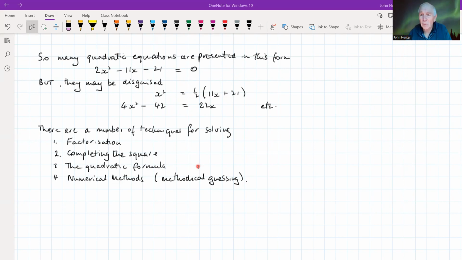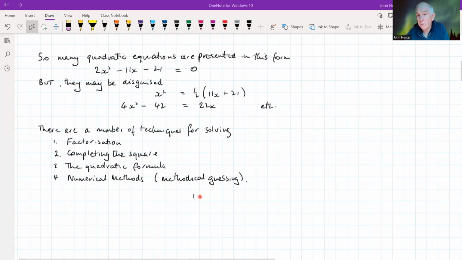So why do we bother with anything else? Well, I would say that it's less preferable to the ones above. We'll say a bit more later, but the quadratic formula is more or less the same thing as completing the square. We would tend to use factorization if we can factorize it with whole numbers. If not, we may well be completing the square. Also, numerical methods, as I've just said, is a methodical way of guessing, really.